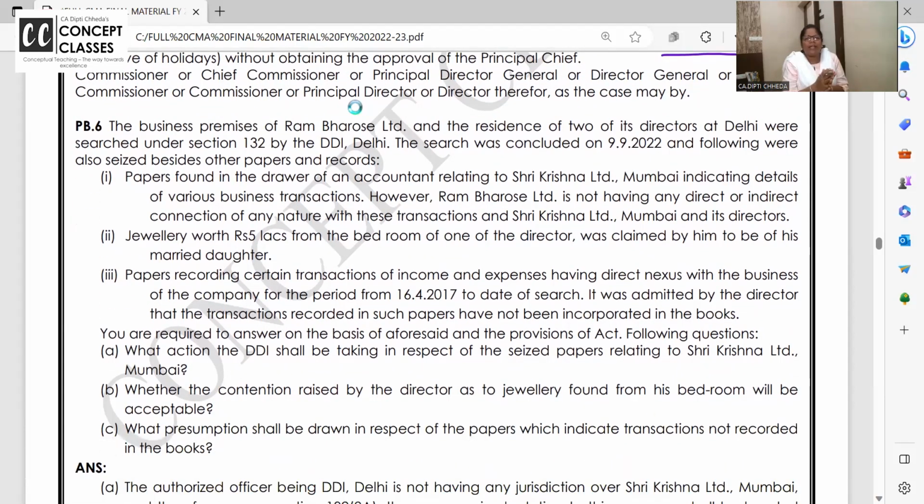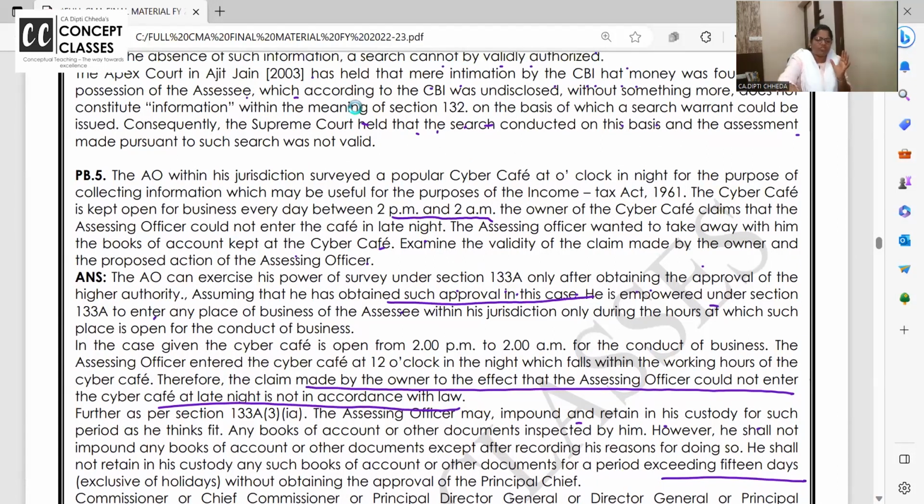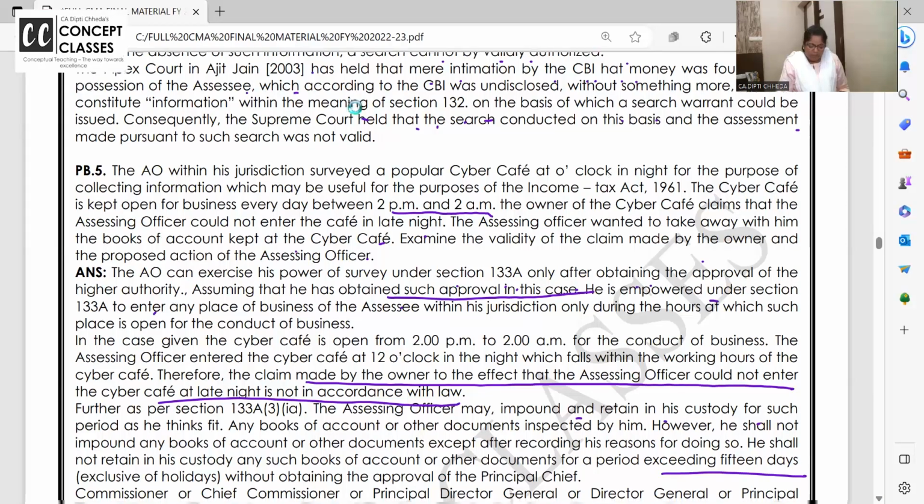Is my speed fine? Should I pause, and you read once again the question and related answer? Clear? Just 15 minutes more and we'll be completing this topic. चलो. AO with his jurisdiction, sir, ये तो हो गया ना, अभी पढ़ा.